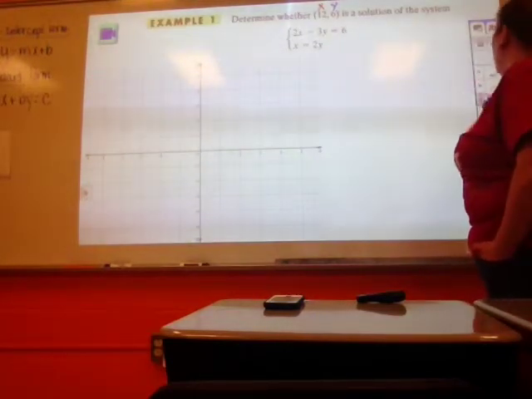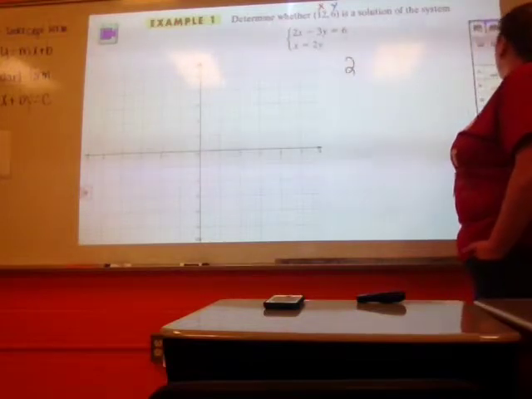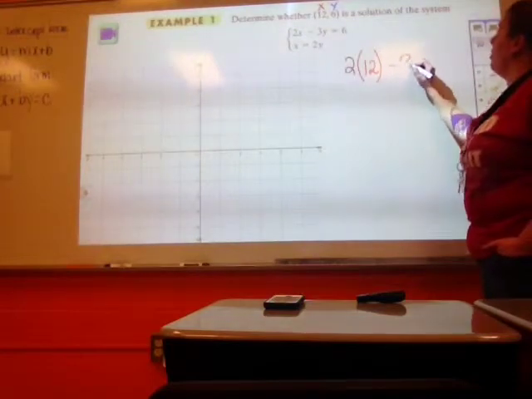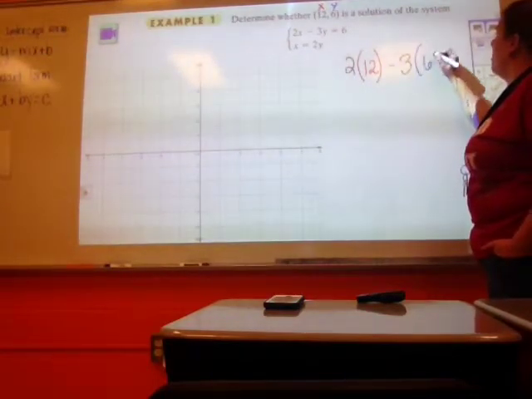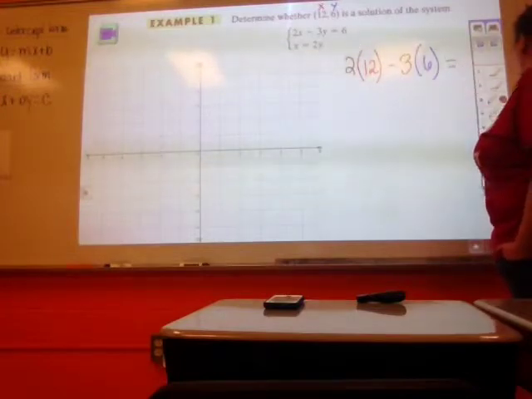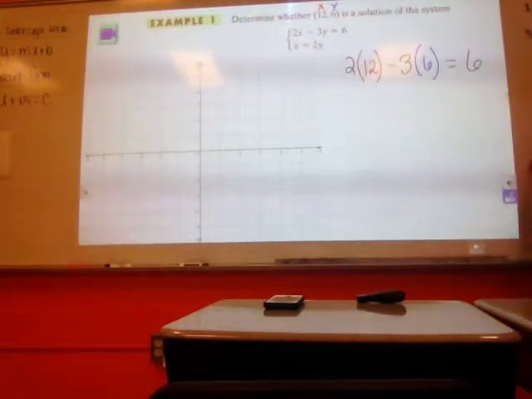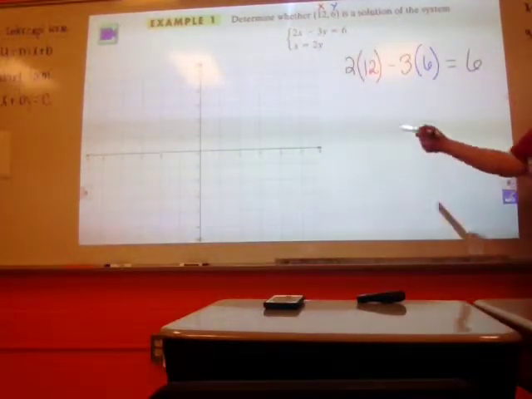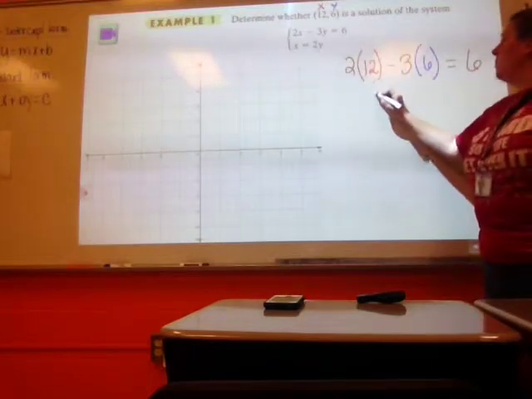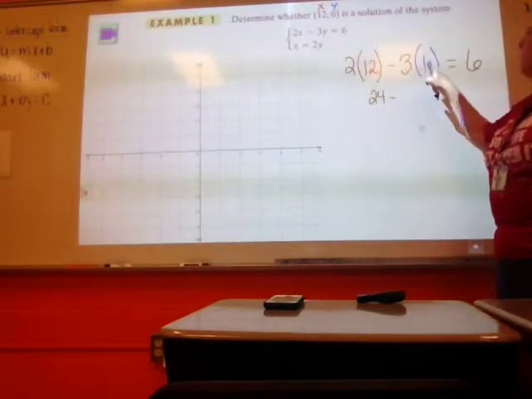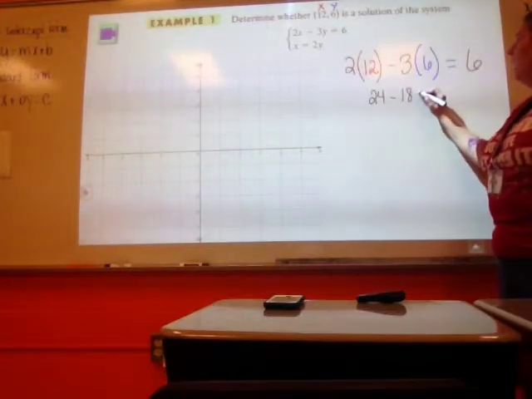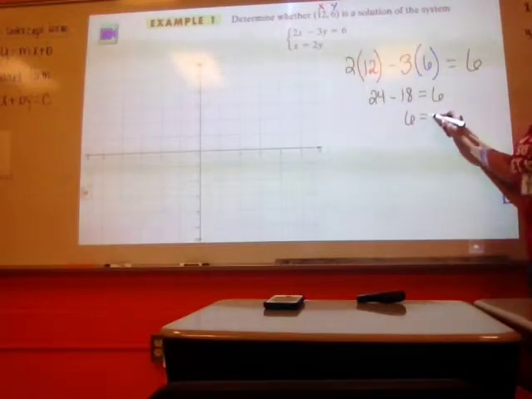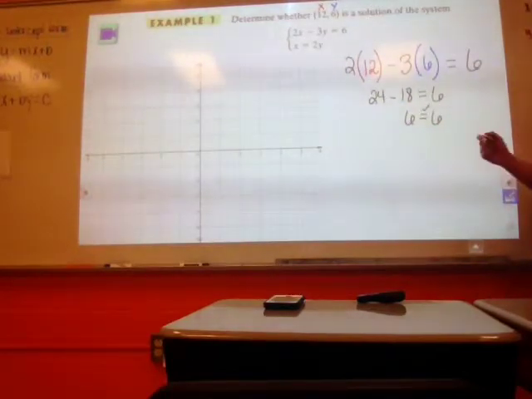So in the first equation, I would do 2 times 12 minus 3 times 6, and I want to know, is that equal to 6? All right, so 2 times 12 gives me what? 24. Minus 3 times 6, which is 18. And I want to know, does that equal 6? Well, 24 minus 18 is how much? 6. So 6 equals 6. Does that work? Yes. So it works for this one.